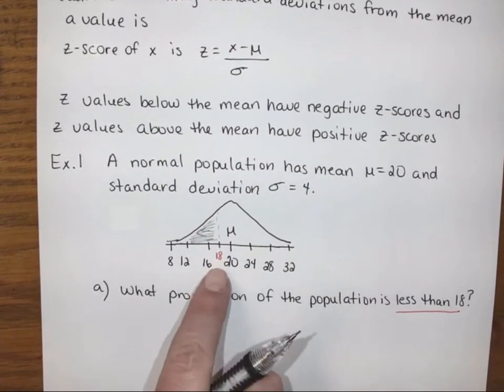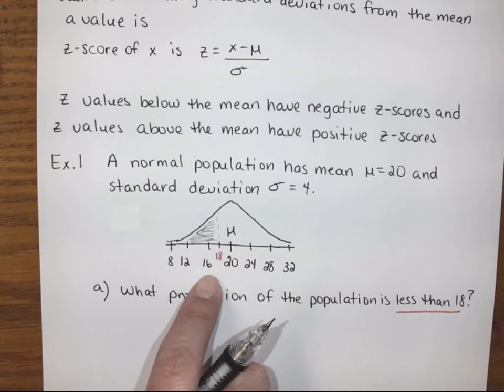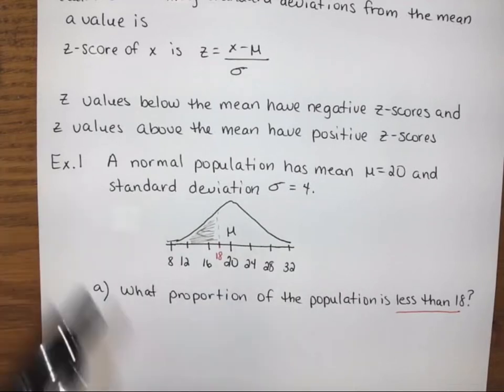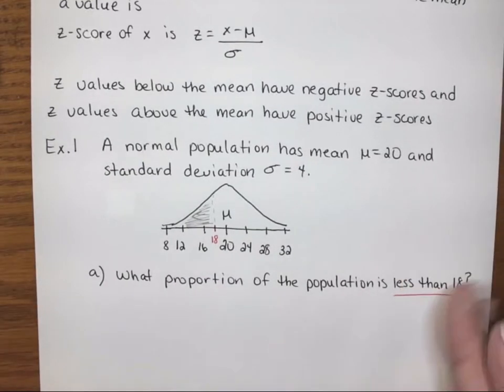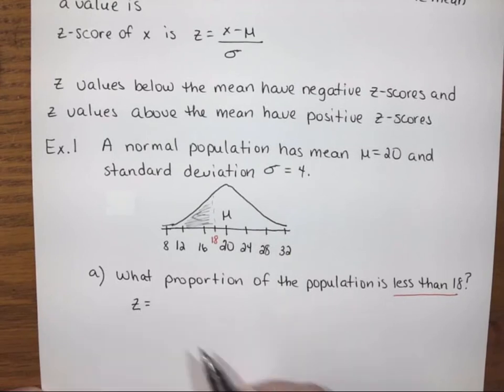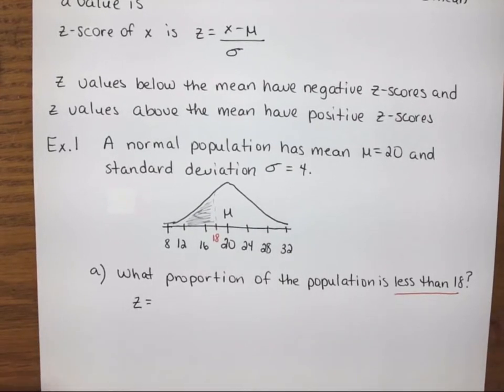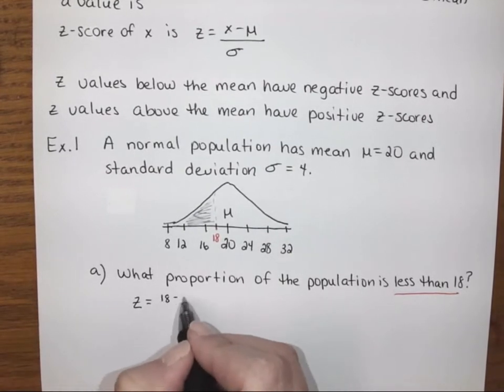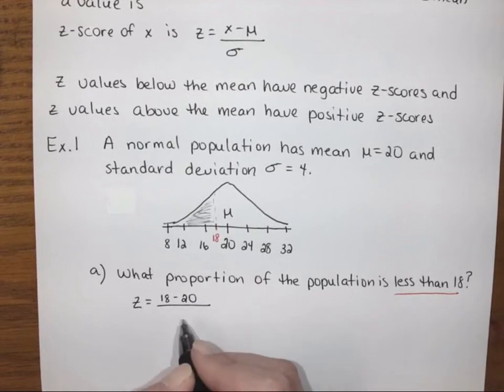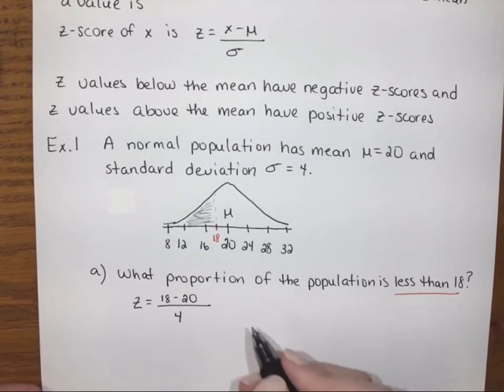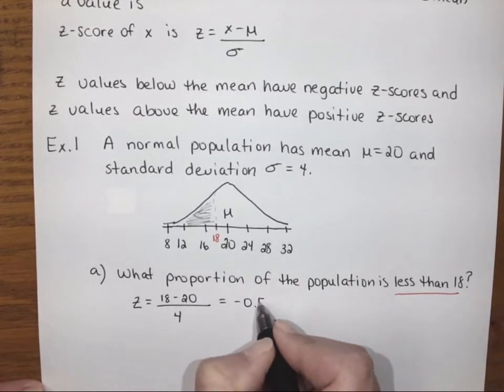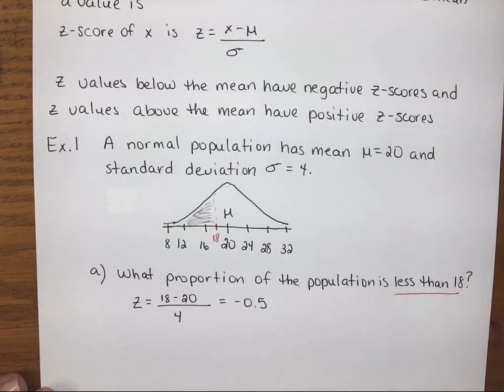Okay, notice that this is not a whole number standard deviation away from the mean, so that's why we need the table and we need to find the z-score. So if we want to know how far away 18 is from the mean, we take 18, we subtract 20, and we divide it by the standard deviation. So we end up getting negative 0.5. That shouldn't surprise you because the value is less than 20, so that's why we get a negative z-score.